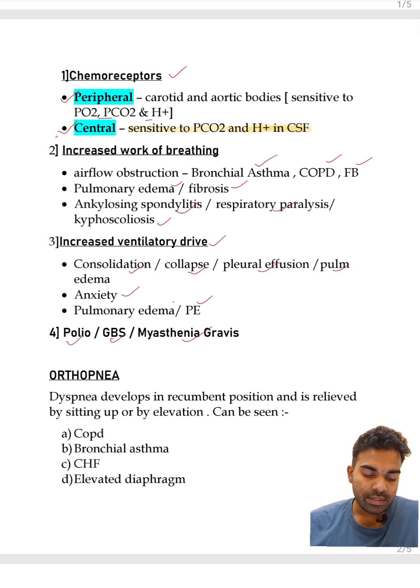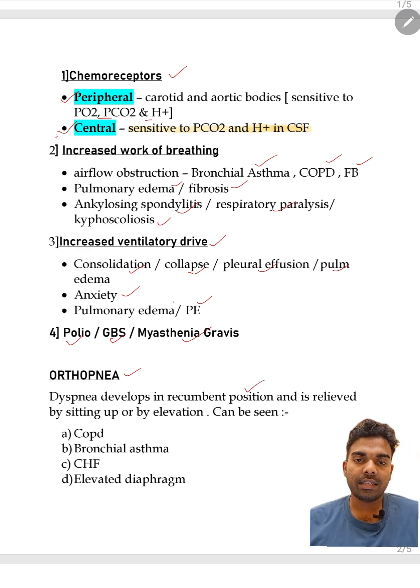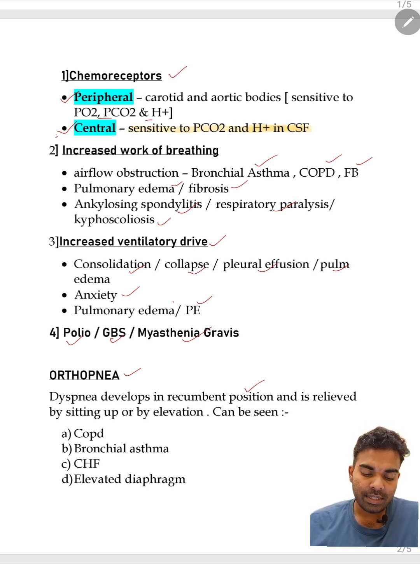Next, what we're going to discuss is some terms related to dyspnea. The first term is orthopnea. What is orthopnea? Orthopnea is dyspnea that develops in the recumbent position and is relieved by sitting up or by elevation. And it can be seen in conditions like COPD, bronchial asthma, congestive heart failure, or elevated diaphragm.